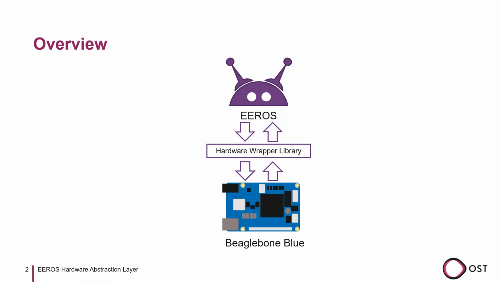A list of supported platforms can be found on the EEROS wiki, as well as instructions on how to write your own hardware wrapper library. The link to the wiki is in the description.